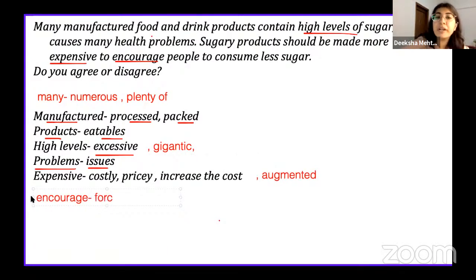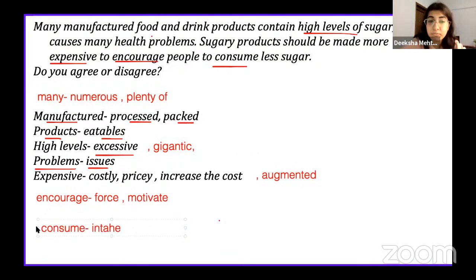I can say "to force people to consume less sugar in order to motivate," right? Okay. Instead of consume, what can I say? I can say intake, right? In order to decrease the intake of sugar. Okay. So let's try and paraphrase this question to write your introduction. So please paraphrase and send in your introduction, and I'll let you know if there are any grammar errors in your introduction.